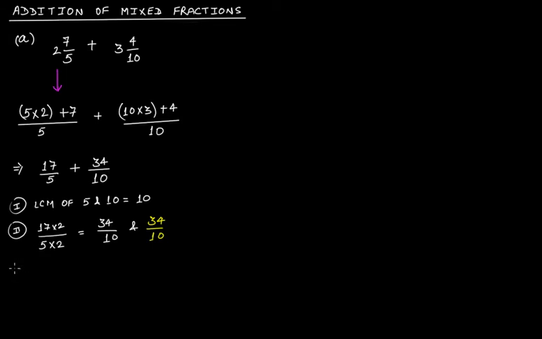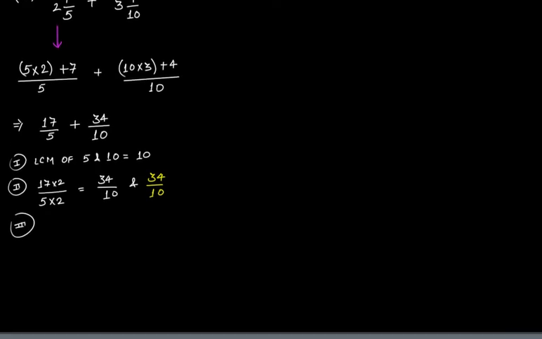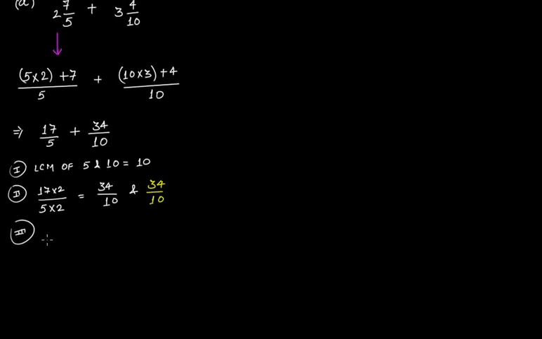In the third step, you'll simply add these two. So if you add these two, then 34 over 10 plus 34 over 10, and since the denominator is now the same, this will be 34 plus 34 over 10, and this will be equal to what? 68 over 10.